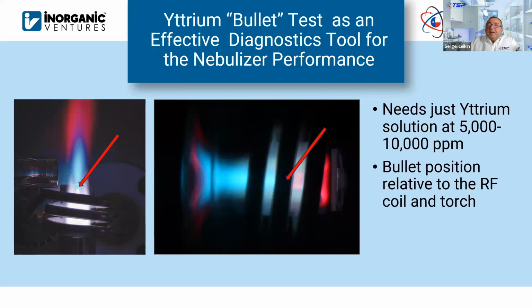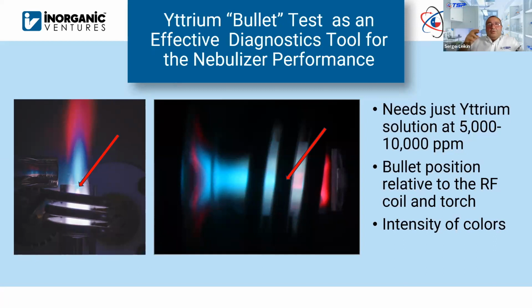The position of the bullet is defined by each instrument manufacturer, and we should be following that to get the proper optimized sensitivity. It's a quick thing to do, looking at the position of the bullet relative to the coil and the torch.